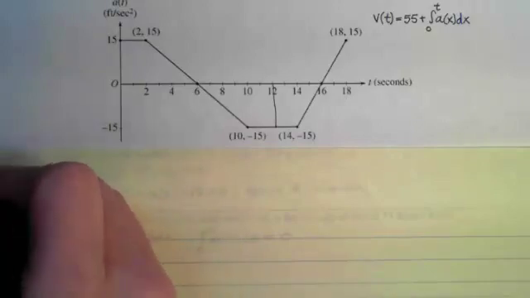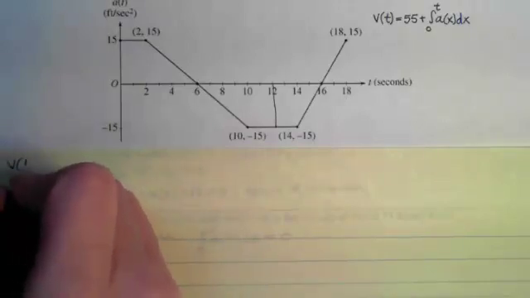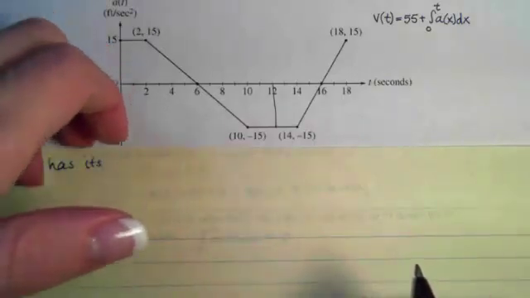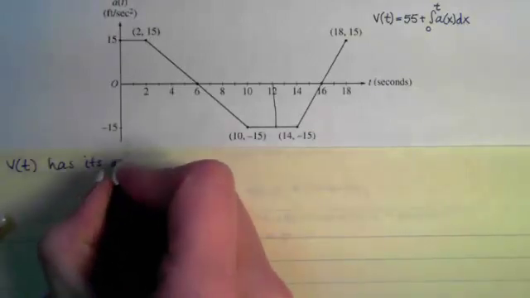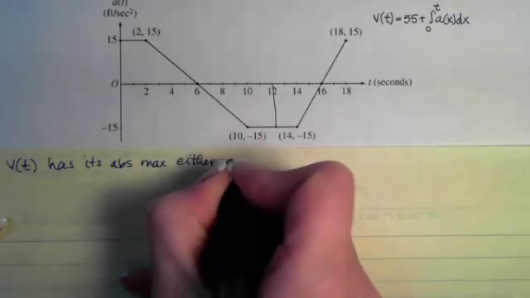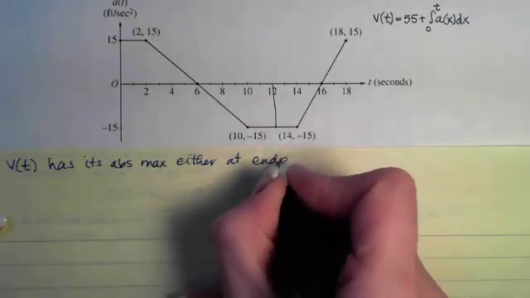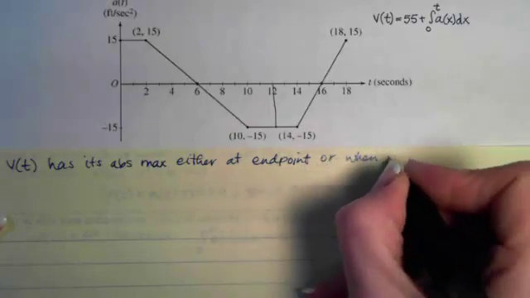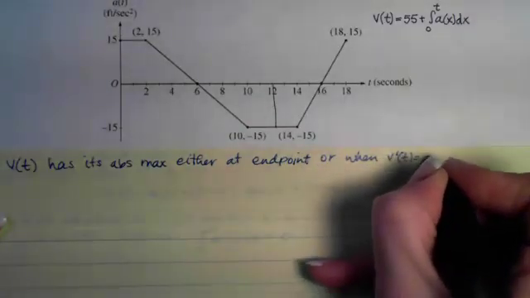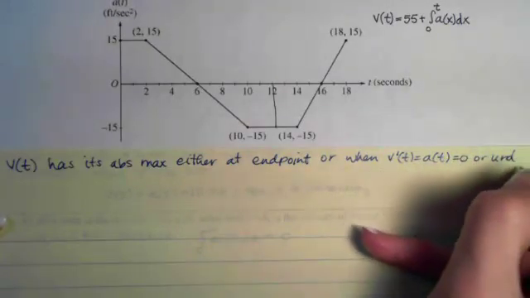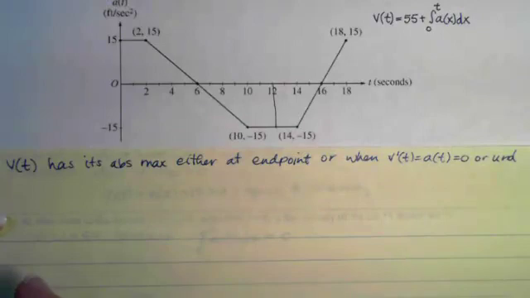We would say that v has its max. Was it max we were looking for, or min? Let me check here just a sec. It is the max. Okay, so v has its absolute max either at an endpoint or when v prime, which is the same as a, equals 0 or undefined. So we are listing all our critical points and our endpoints.